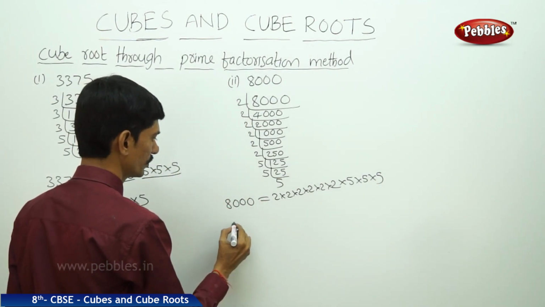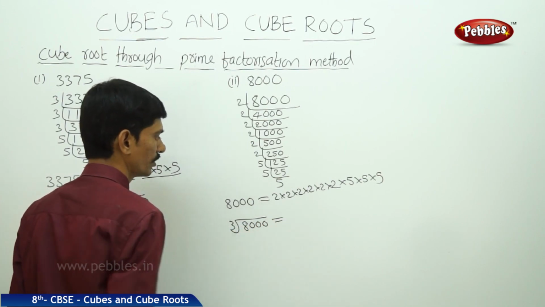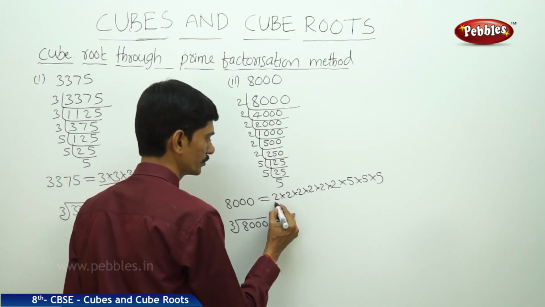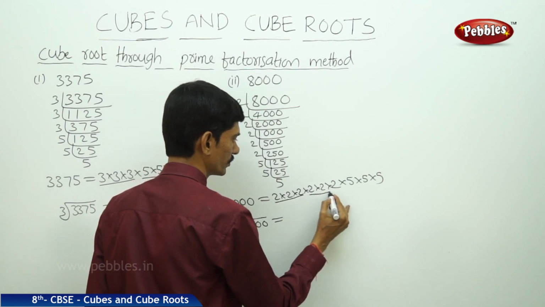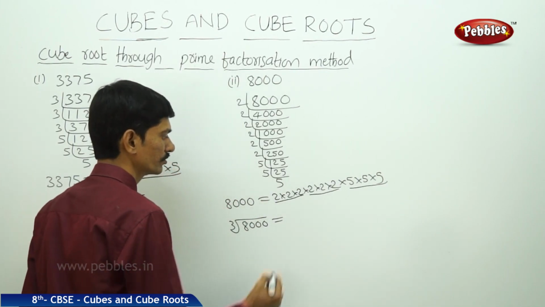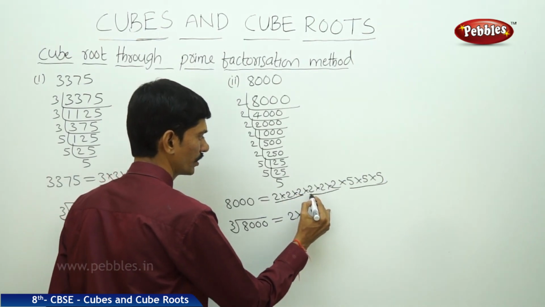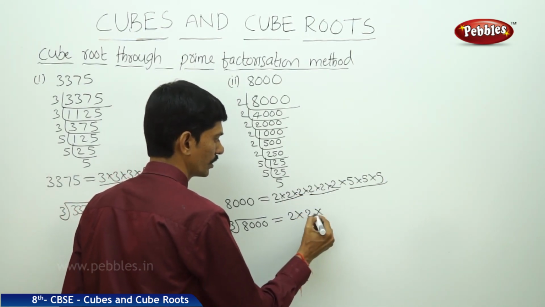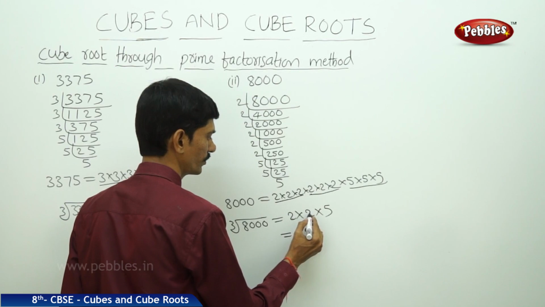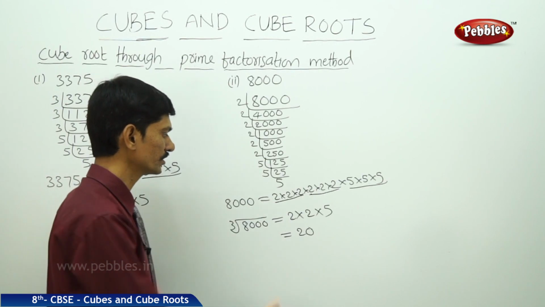Now let us check whether each prime factor appears 3 times or not. The first prime factor 2 appears 3 times and again 3 times, and the second prime factor 5 appears 3 times. So in these 3 2's we can take 2, and in the other 3 2's we can take 2, and in these 3 5's we take 5. Now this equals 2 2's are 4, 4 5's are 20. So 8000 is a perfect cube and its cube root is 20.